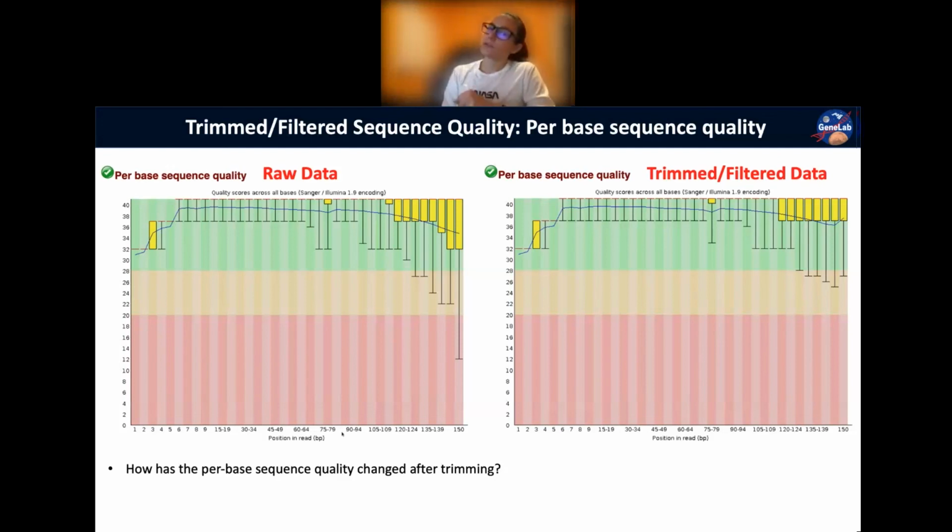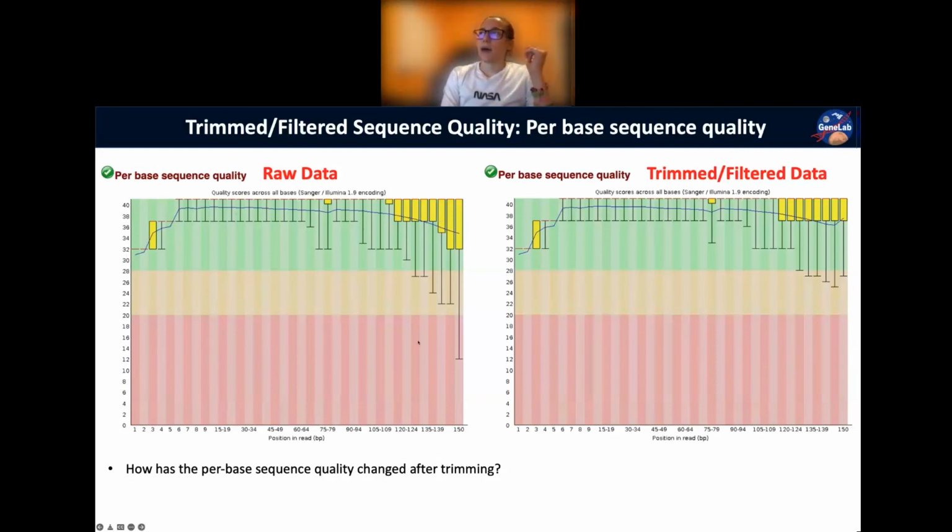Does it improve? At what location does it improve? Yeah, it's better, specifically at the 3' end. As I mentioned, we don't actually trim at the 5' end at GeneLab, although of course you can if you so choose. One of the reasons we don't is that in the raw data, if you look at the 5' end, although we do have a little blip, overall the quality at the beginning of the read is pretty good. It's Q30 or higher, so it's over 99.9% accurate.